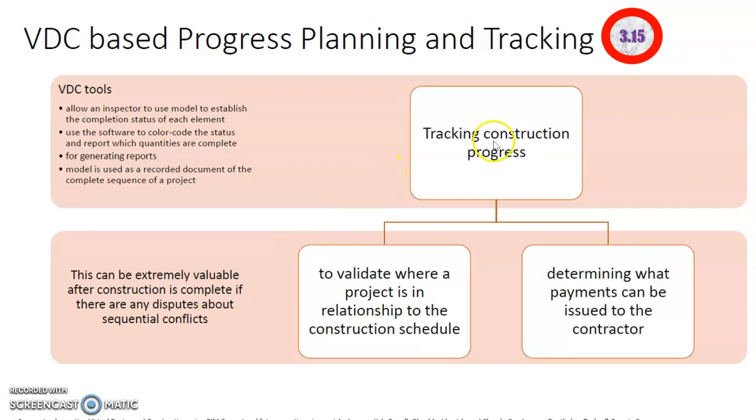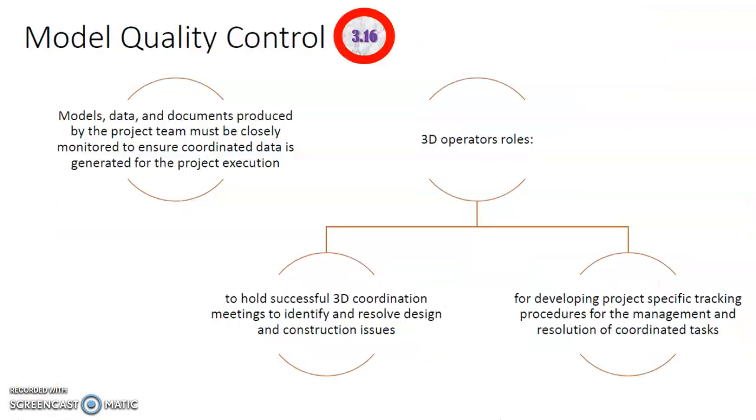In terms of tracking construction progress, it can be used to validate where a project is in relation to the construction schedule and for determining what payments can be issued to the contractor. And this is very valuable after the construction is completed if there are any disputes about the sequential conflict. Finally, VDC can be used to control the quality of the different models. Models, data, and documents produced by the project team must be closely monitored to ensure that the coordinated data is generated for the project execution.